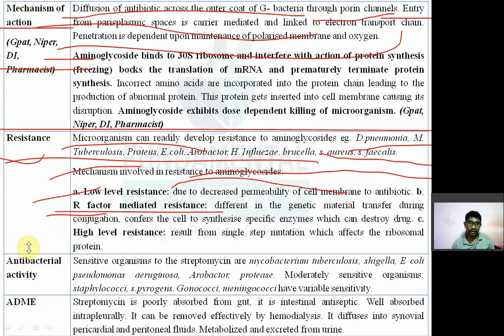Then high level resistance. It is due to a single step mutation in the bacterial ribosomal protein. Okay. That's how they may get resistance. There are three resistance mechanisms.